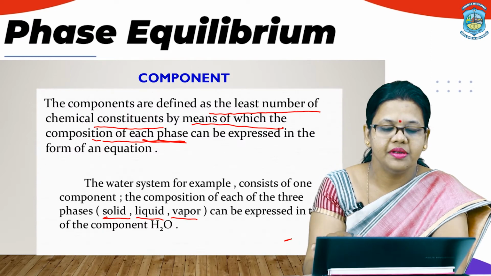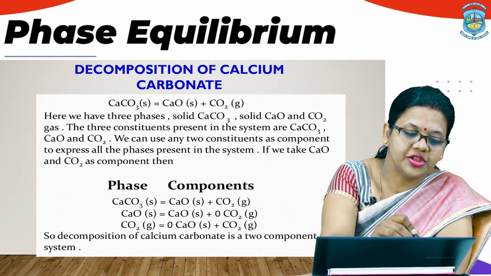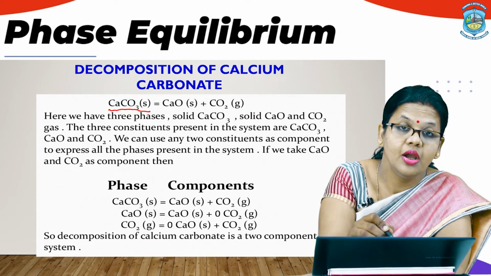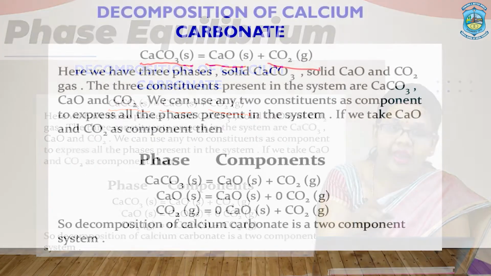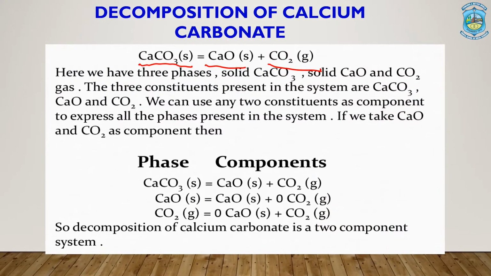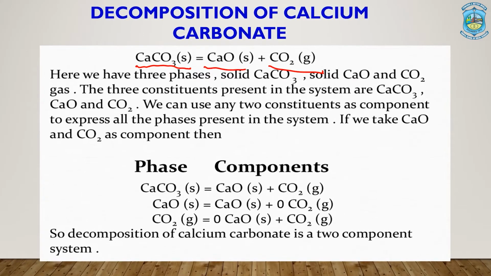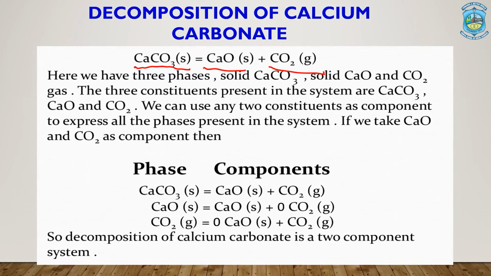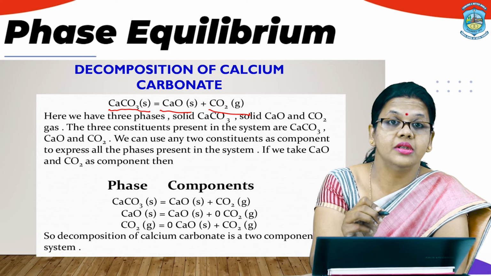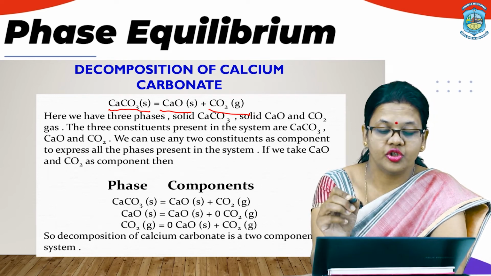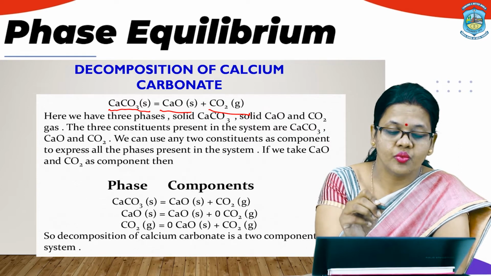Taking another example, the decomposition of calcium carbonate. If we look at this equation, calcium carbonate is a solid which decomposes to form calcium oxide and carbon dioxide. So two solids and one gas. That means how many phases are there? There are three phases in this particular system of calcium carbonate undergoing decomposition. Now, since we are talking about the number of components that are required to describe this system, what did we say?